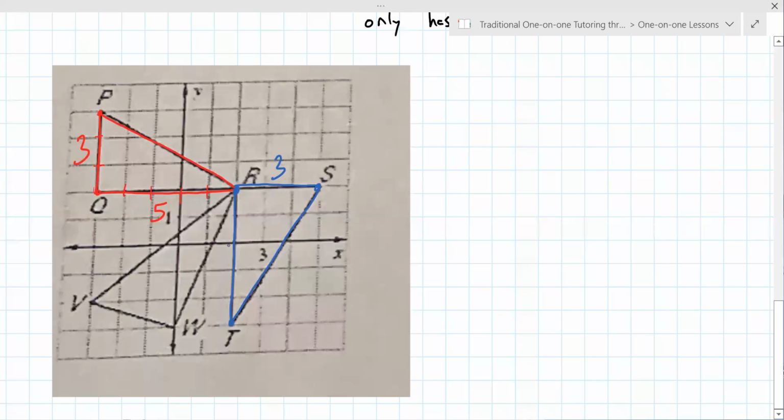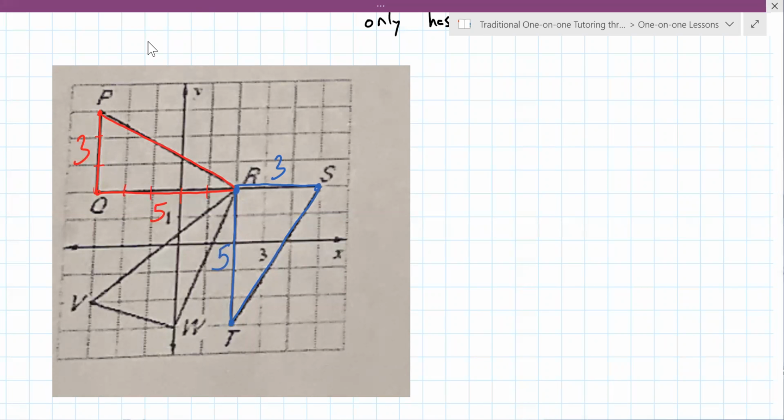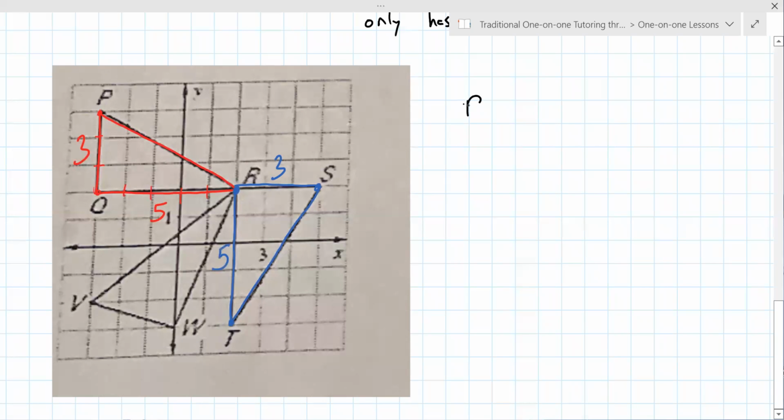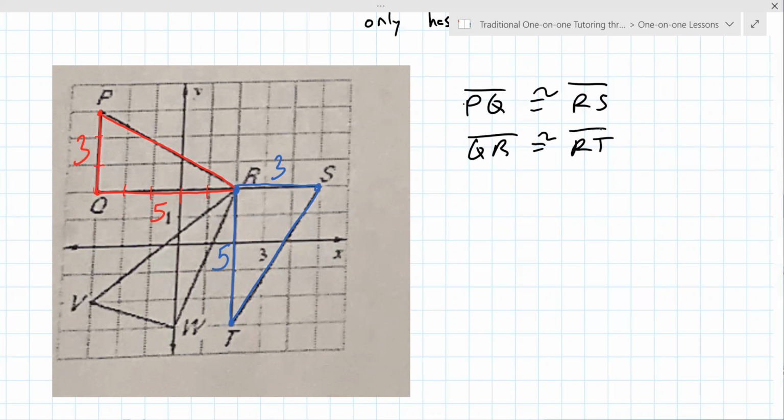Okay, now, very important here. Are the sides the same? Is P to Q congruent to R to S? Yeah, they're the same. And how about Q to R? Is that the same as R to T? Yeah. Okay, write that down, but there's a bit more to do here. First, let me write it down, and then we can move on below.